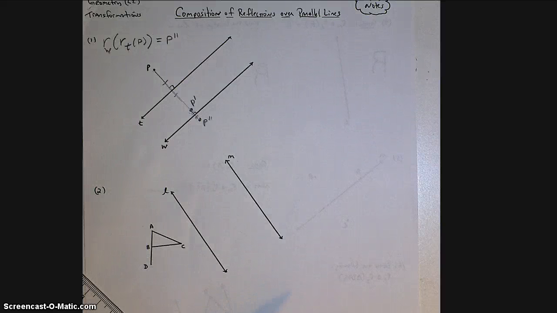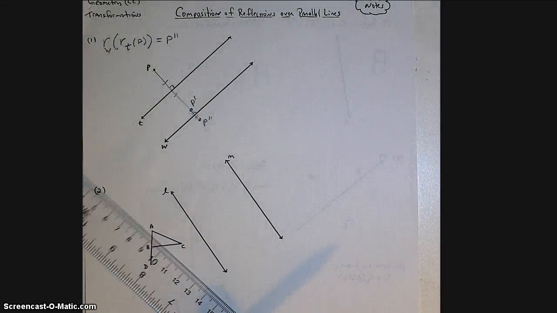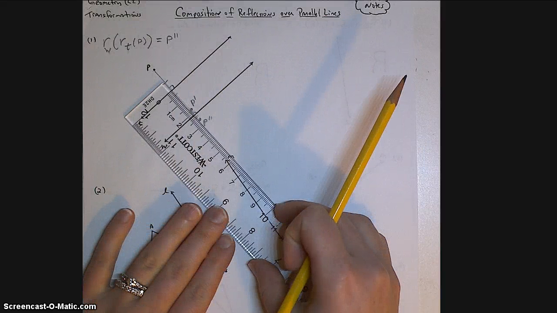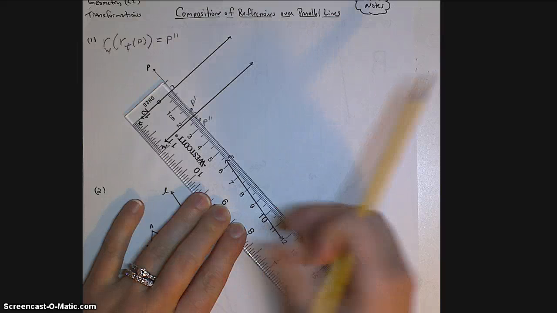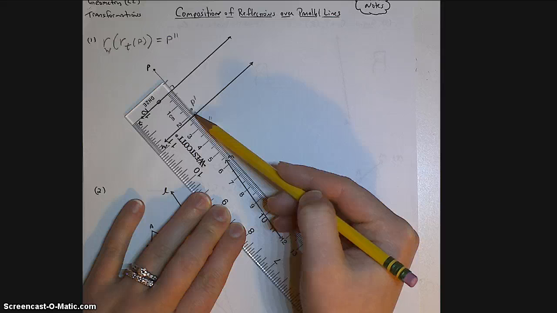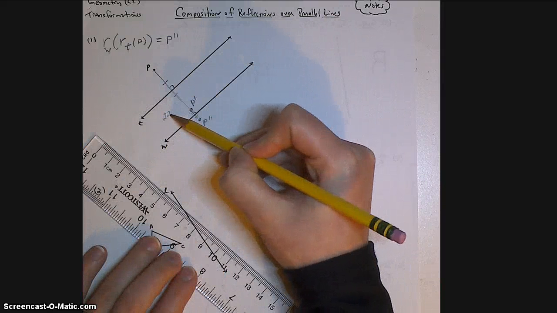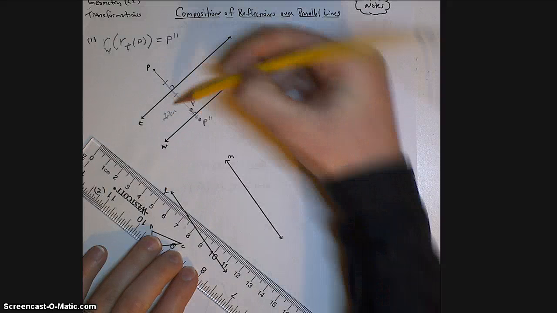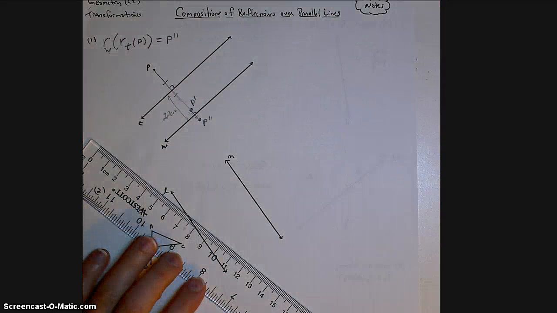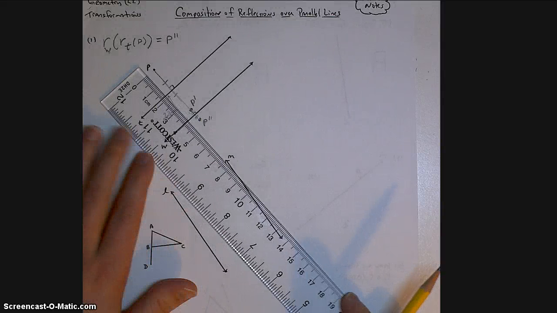Okay, now we want to investigate what the distances are between the parallel lines. So I'm going to line up my ruler so that the 0 mark is lined up really nicely with line T, and then measure from the line T to the line W. I can see that is 2.2 centimeters, from T to W.